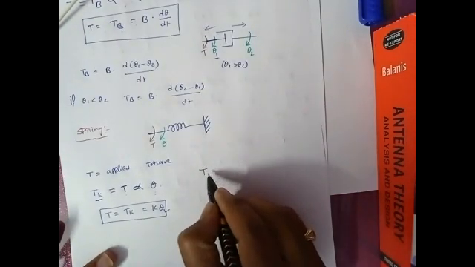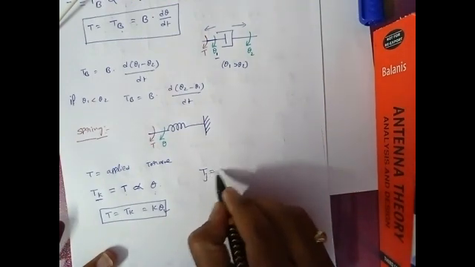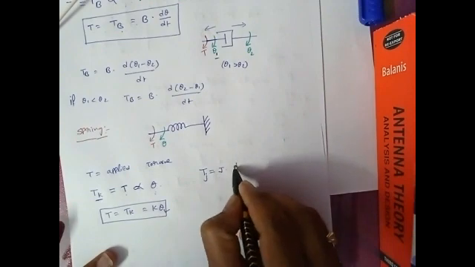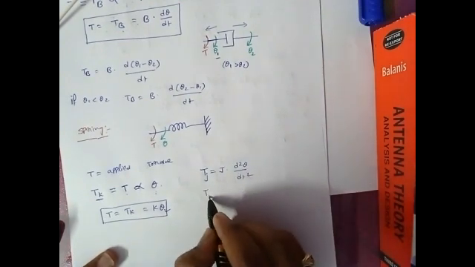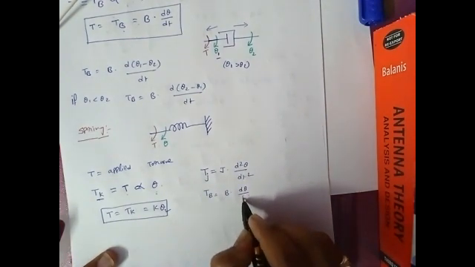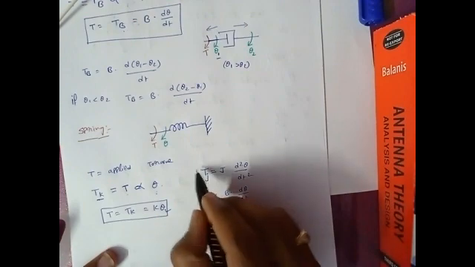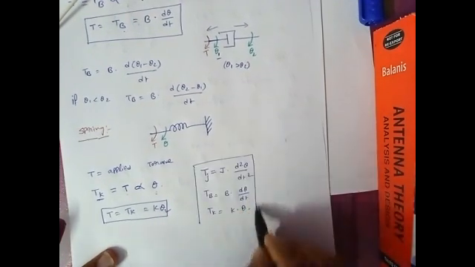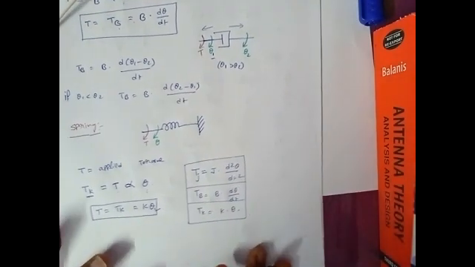If the opposing torque is due to a mass, that is Tj, then the equation is J into d square theta by dt square. If the opposition torque is due to a dashpot, then the equation is B into d theta by dt. Whenever the opposition is a spring, Tk equals K into theta. These are the three equations we should remember while we are solving problems regarding mechanical rotational systems.